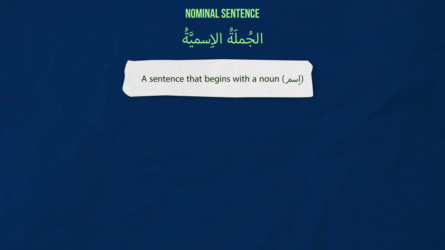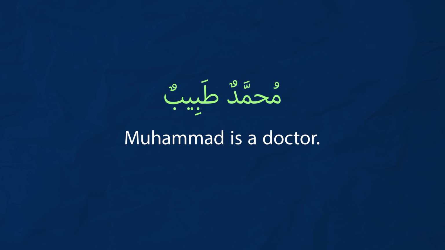First, we have the simple nominal sentence, known as al-jumla al-ismiya, the nominal sentence. These are simply sentences that begin with an ism. For example, we have the sentence Muhammadun tabibun. Muhammad is a doctor. This is one of the simplest forms of the Arabic sentences, where we simply have two nouns. The first noun, Muhammad, is the subject, and the word tabib is the predicate of the sentence.